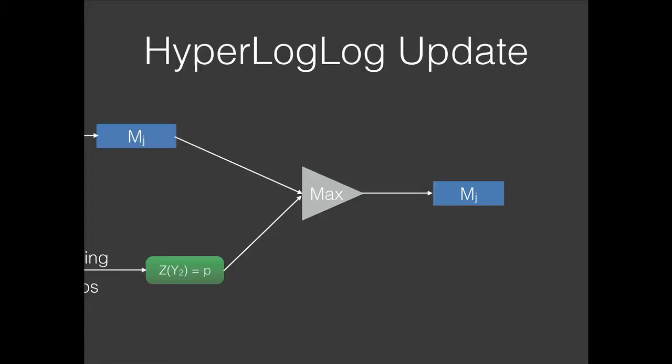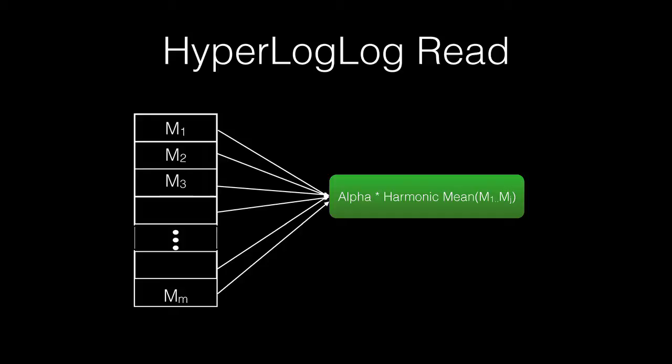So we just do lots of these when these things come in. And then the read side is pretty simple. It's a harmonic mean of all of this. So this gives you an approximation of the total cardinality of this set.